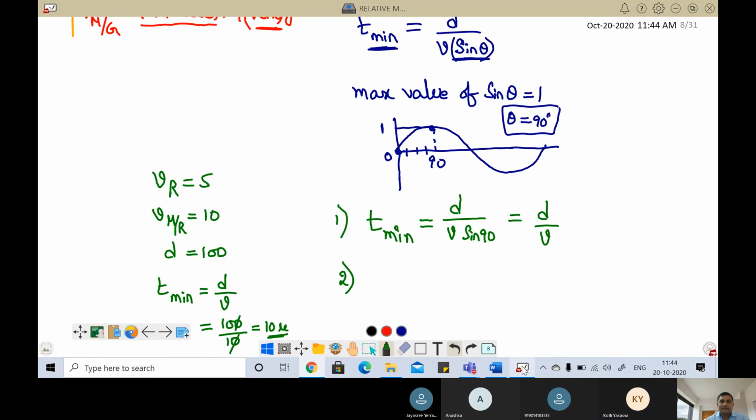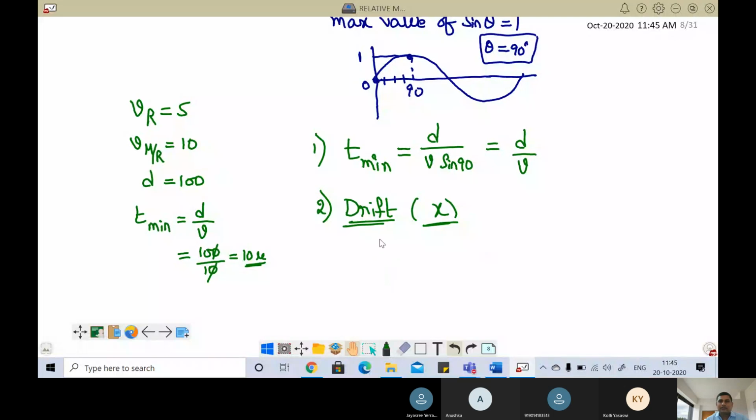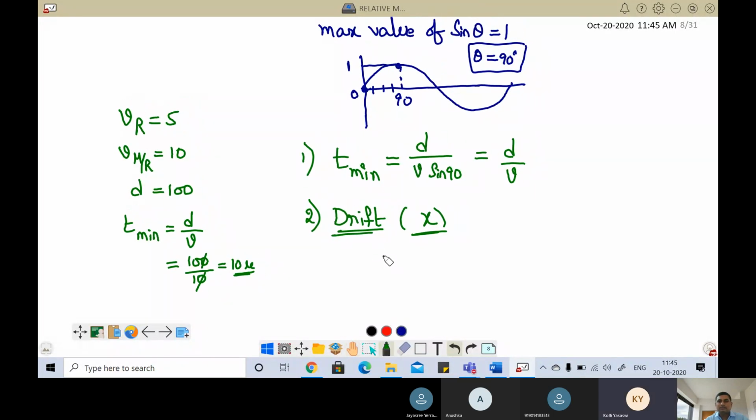Now, how to get drift in this case? We should focus on which direction? X direction, sir. How to find out, what is the formula? S is equal to UT in X direction. Let us say this is X is equal to. Now, what is the velocity in X direction?